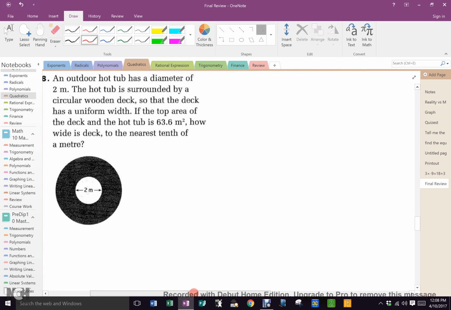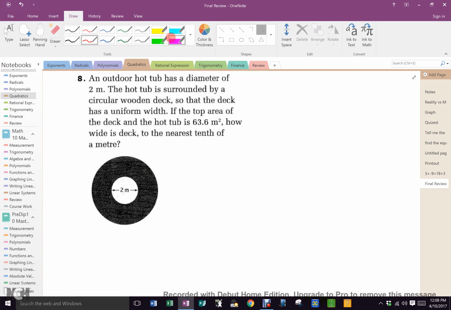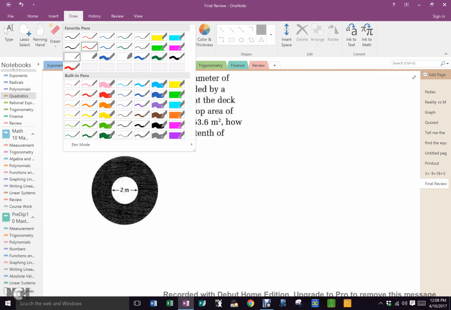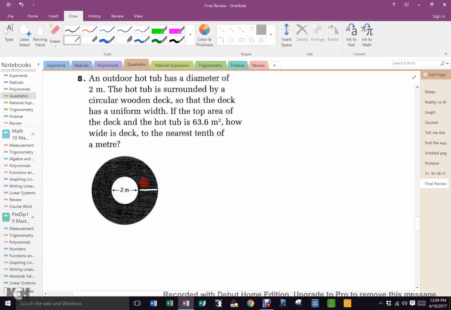And finally down here. This one you really need to use your calculator for. I'm going to be doing some coloring here. This will help. This right here is what we don't know. So that's X. This has a radius of 1. So the whole thing is X plus 1. That's my radius. Now, I know that the top area is 63.6, and I know that the area of a circle is pi r squared equals area. So I have pi times x plus 1 squared, because that's my r, equals 63.6.